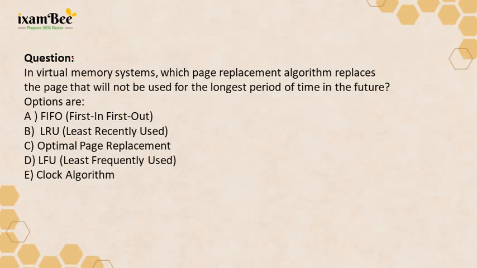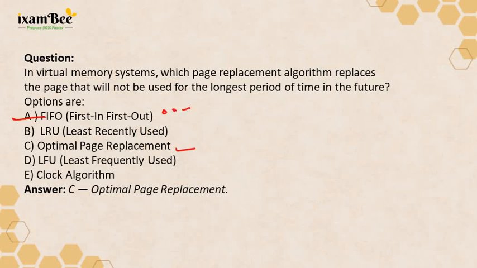So here's the first question, which is from operating system. In virtual memory system, which page algorithm replaces the page that will not be used for the longest period of time in the future? So the correct answer would be the optimal page replacement technique. It is a theoretical algorithm because it requires the knowledge of future memory references, but it gives you the lowest possible number of page faults, whereas the FIFO replaces the oldest loaded page.